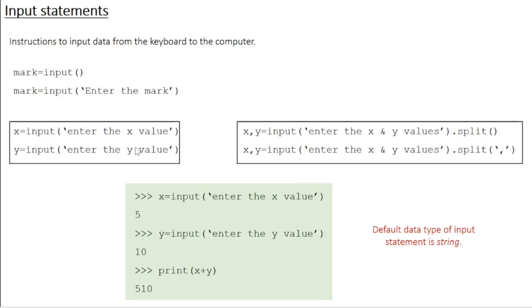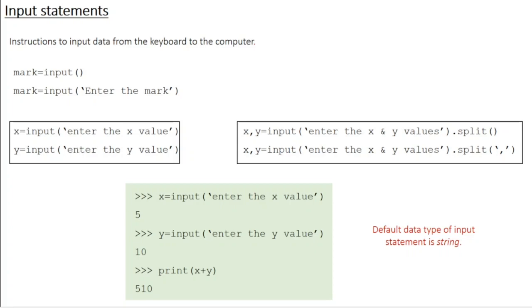Coming back to the input statement, suppose you want to input two variables, x and y. So in first sentence you say x equal to input, enter the x value. In second sentence you say y equal to input, enter the y value. Okay. So here twice you have to do the instruction, right? Now you can make your code smarter.